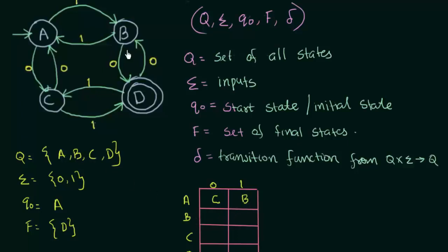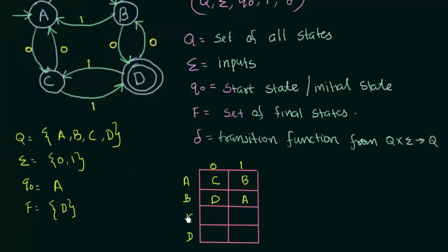Now let's come to state B. In B, when I get input 0, it goes to state D. When I get input 1, from B it goes to A. Now suppose I'm in state C. If I get input 0, it goes to state A. If I'm in state C and get input 1, it goes to state D. If I'm in state D and I get input 0, it goes to state B. And from state D, if I get input 1, it goes to state C.